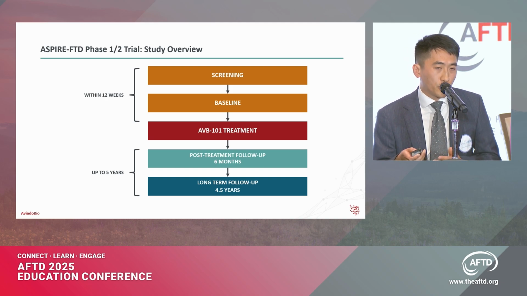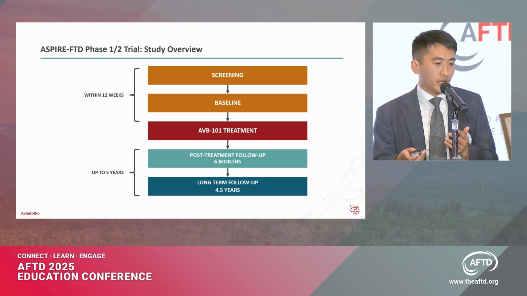So Aspire FTD follows a gene therapy trial design, and that is typical of gene therapy trials. After screening and baseline visits, participants are given a one-time treatment of AVB-101, and they're closely followed up for 6 months, and then there's a 4.5-year longer-term follow-up.